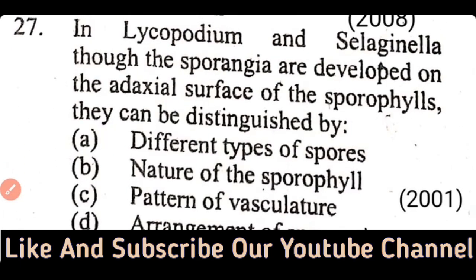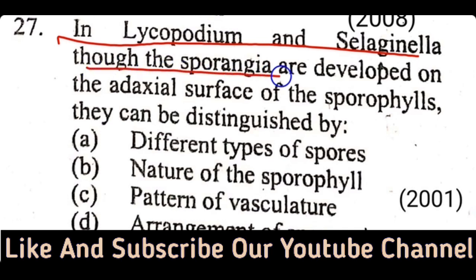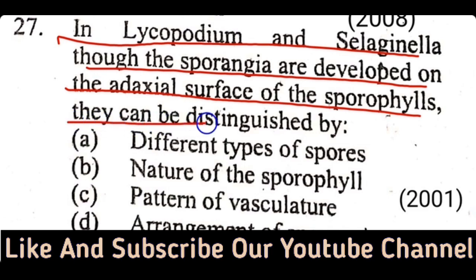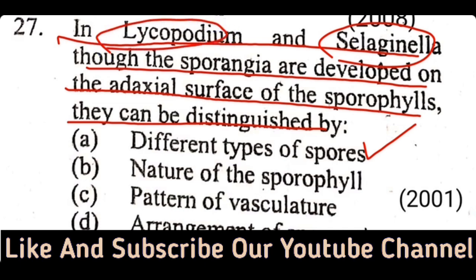Question number 27. In Lycopodium and Selaginella, though the sporangia are developed on the adaxial surface of sporophylls, they can be distinguished by different types of spores, nature of sporophyll, pattern of vasculature, or arrangement of sporangia. So correct answer is option A. Selaginella as well as Lycopodium have different types of spores.